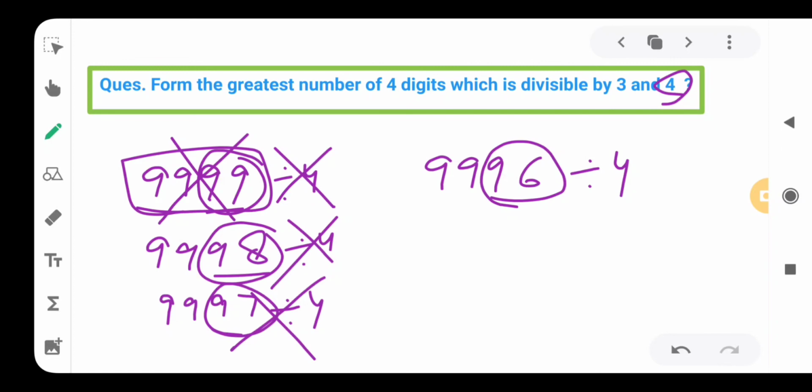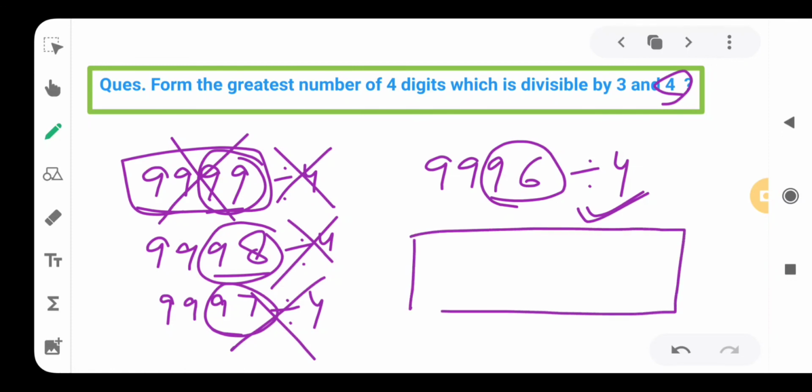Let's check another number, that is 9996, and I am going to take the last 2 digits and check whether they can be divisible by 4 or not. Yes, it is divisible by 4, so the greatest four digit number that is divisible by 3 and 4 is 9996. Now let's check whether it is divisible by 3 or not.